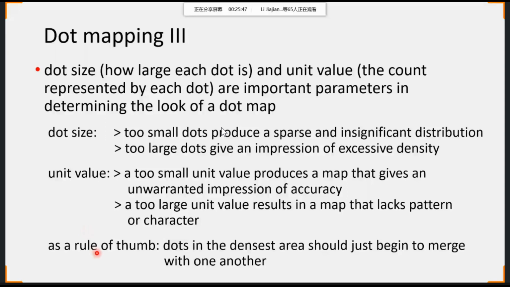As a rule of thumb, dots in the densest area should just begin to merge with one another. Begin to merge means that they are so near to each other that there is no distance between them, then they start to merge. So this is something we should take care about.